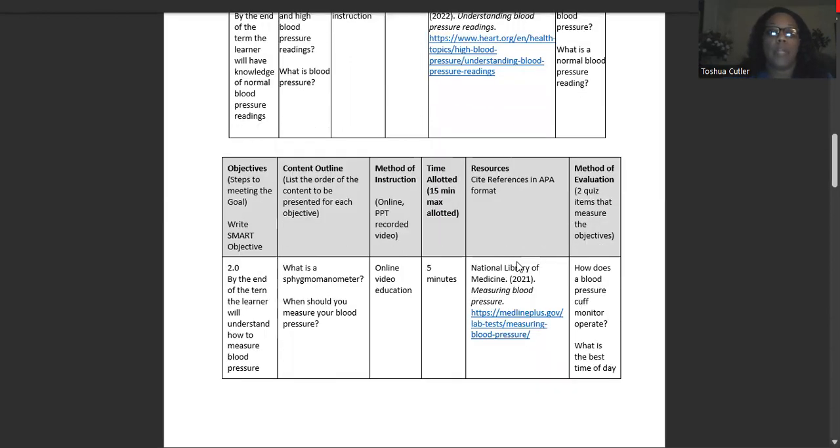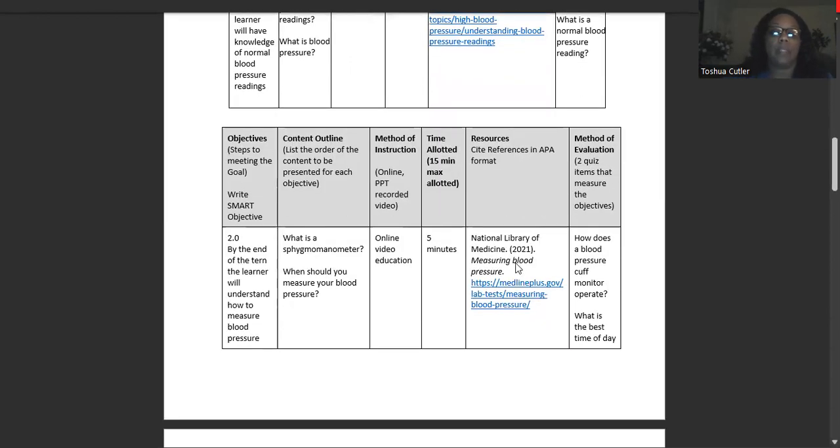The second objective for this lesson plan is by the end of the term, the learner will understand how to measure blood pressure. When should you measure your blood pressure? How does a blood pressure cuff monitor operate? And what is the best time of day to take your blood pressure?